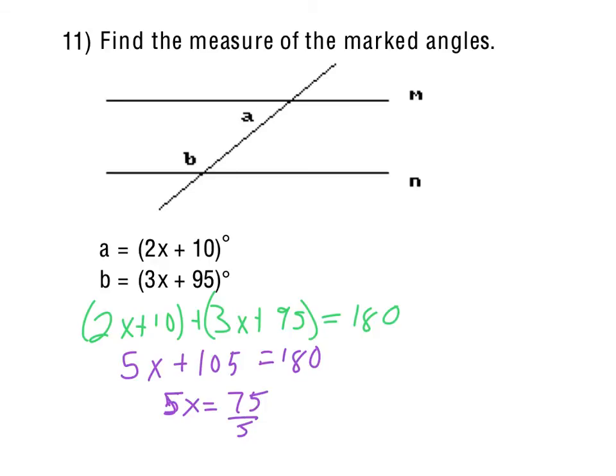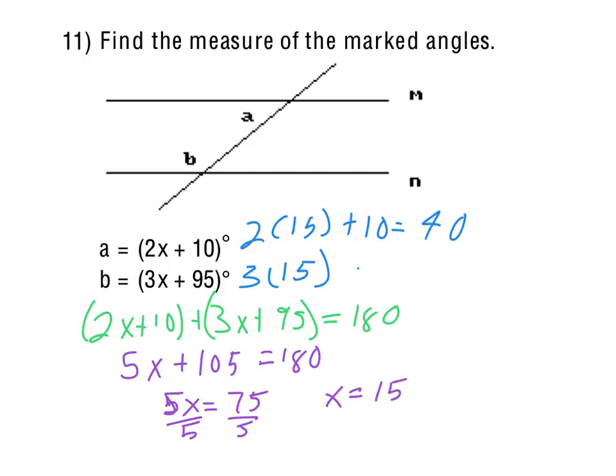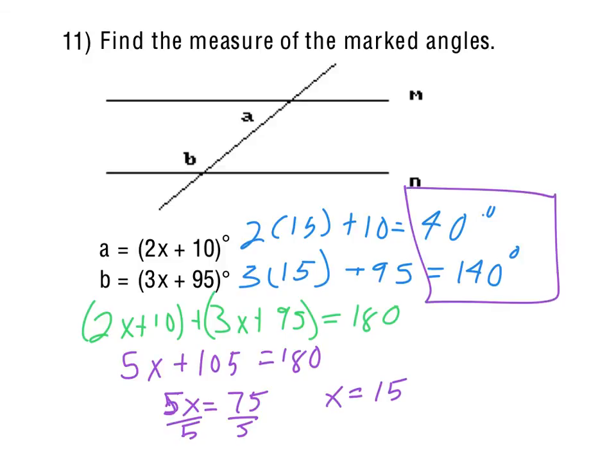Dividing by 5 tells us x is 15. But again, x is 15 is not the answer. We use that value to plug back into here. So 2 times 15 plus 10, so 30 plus 10, that's going to be 40. 3 times 15. Now, we know that we want these to be supplementary, so we want this to end up being 140 degrees. 3 times 15 being 45, then that does turn out to be 140 degrees. So 40 and 140, the two answers there.